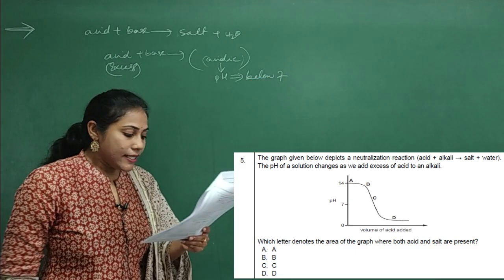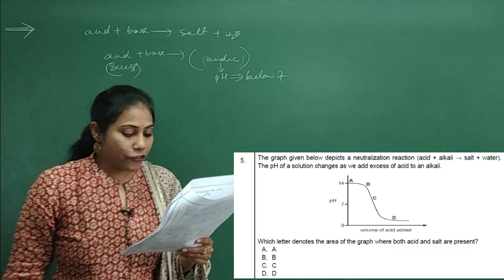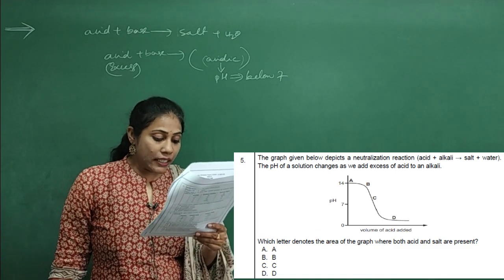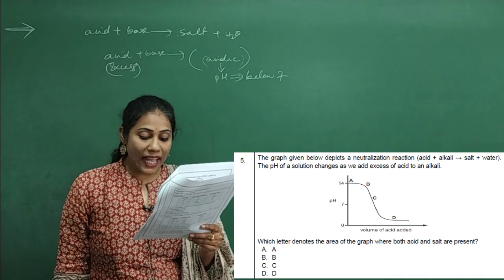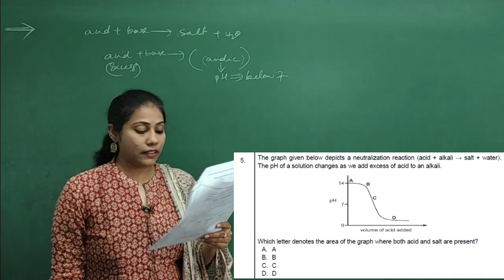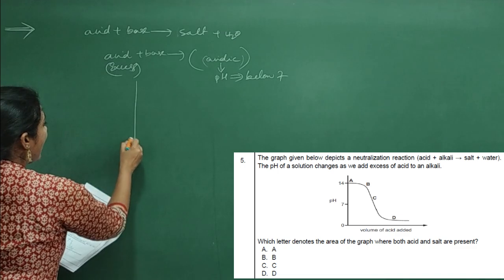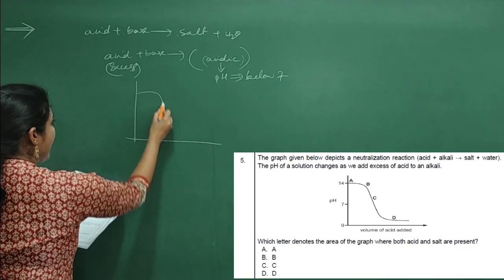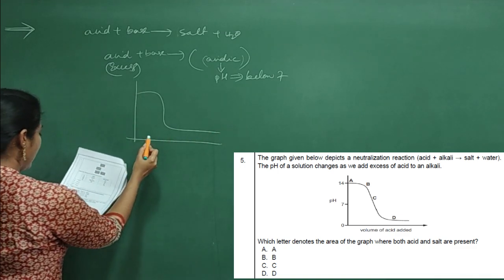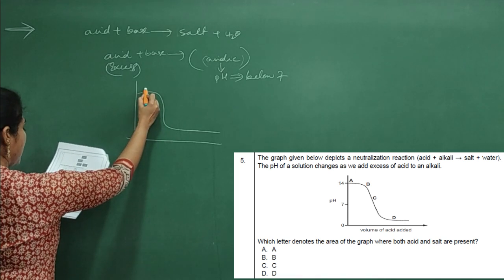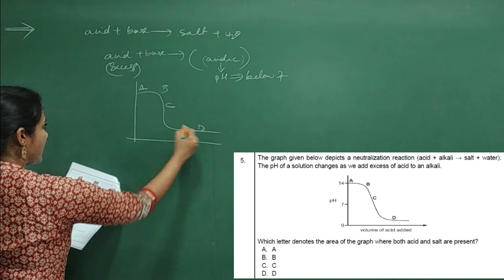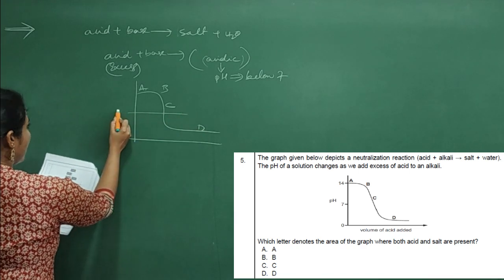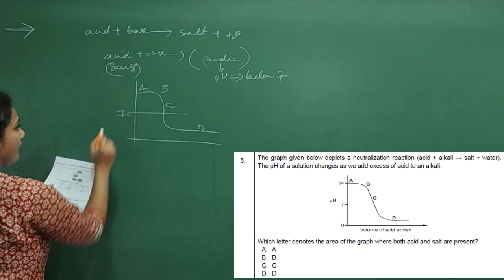See the question they are asking, and there is a graph also. Which letter denotes the area of the graph where both acid and salt are present? The graph is something like this, and this point was A, this was B, this was C, and this was D, and somewhere here was mentioned pH 7.